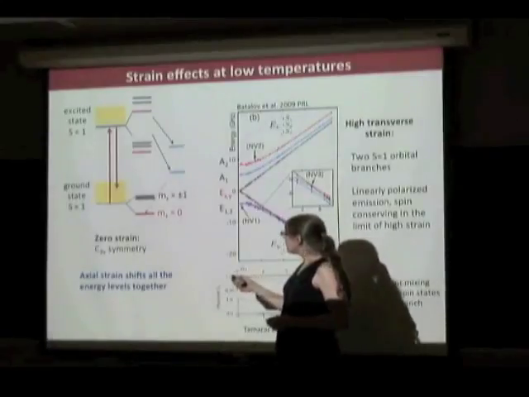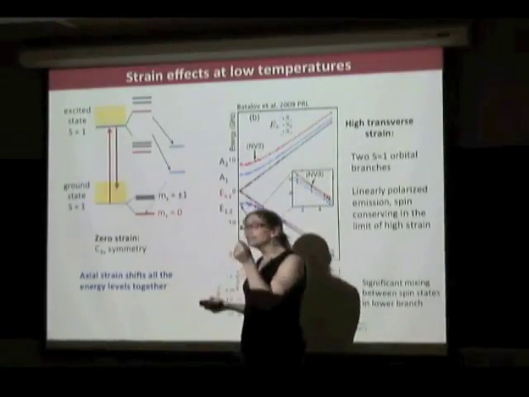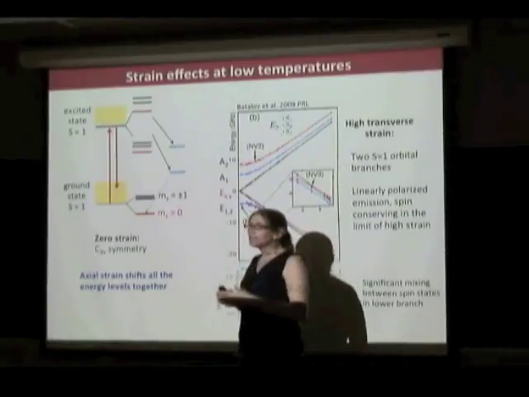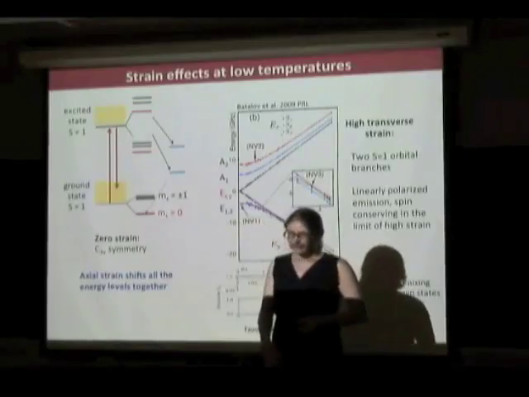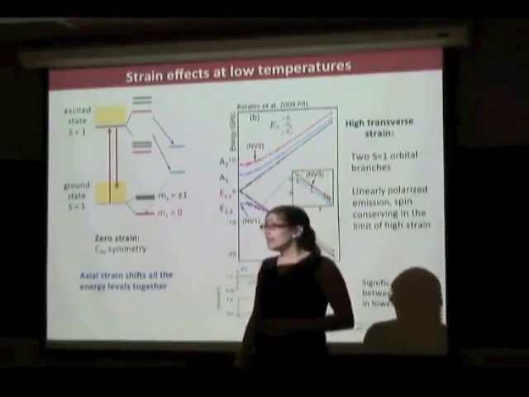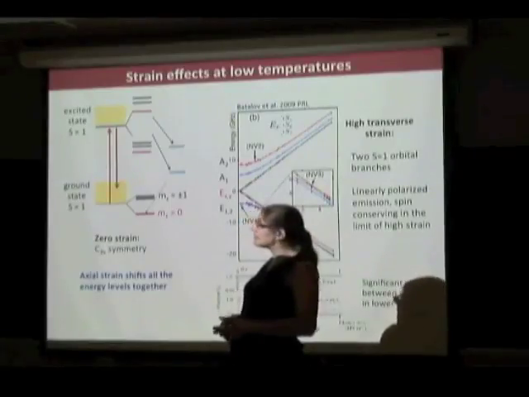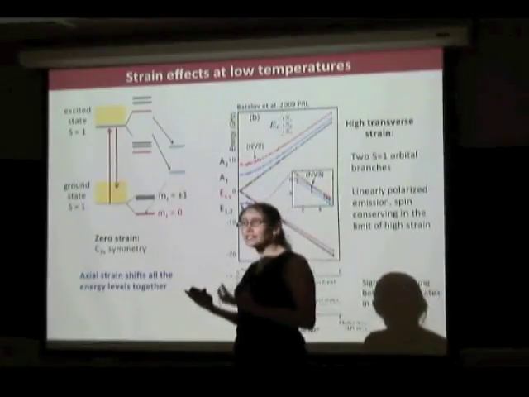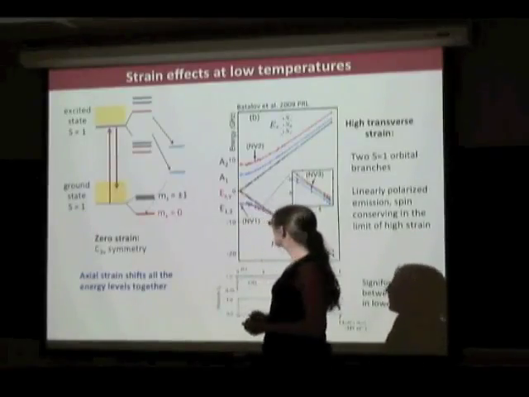Conversely, if you have strain that is parallel to the symmetry axis of the NV, it shifts all of the energy levels together. And so it wouldn't show up as a splitting of the levels, simply as a change of their energy levels. Now, this is one of the challenges to working with NV centers, that no two NV centers are exactly alike if they have different strain configurations.